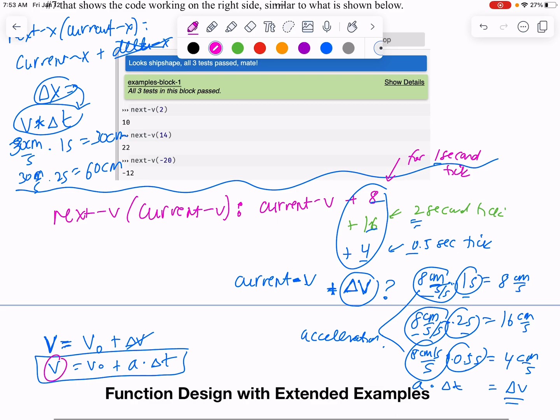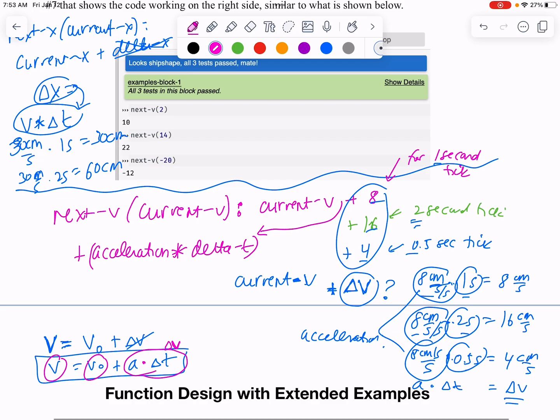My next v is going to be my current v, and then I'm going to add some delta v, and I can calculate that by taking my constant acceleration rate, in this case, 8 centimeters per second, times delta t, and that's how much I'm going to add. So if I finish out this function, current v plus, I can write this in Pirate terms, acceleration, and then I have to use the Pirate multiplier, delta t.